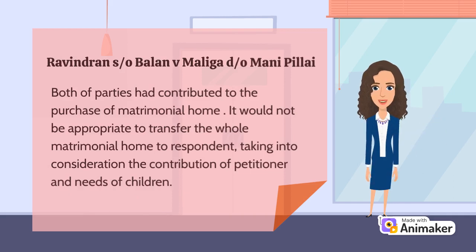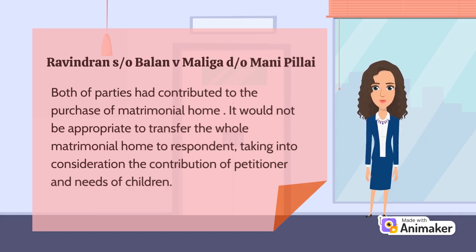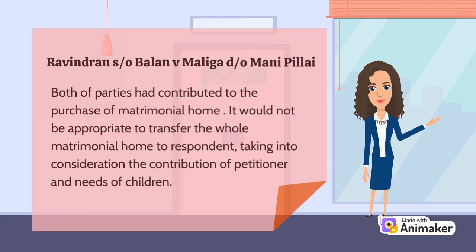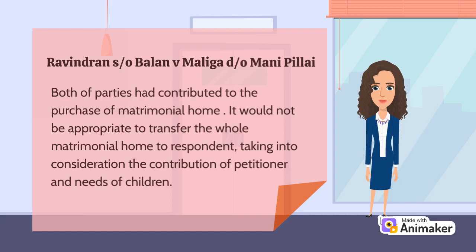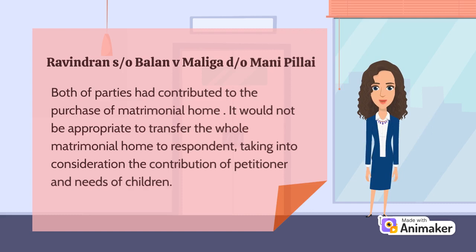Opposed to this case, there is the case of B. Ravindran Balan versus Maligamani Pillai. In this case, both of the parties had contributed to the purchase of the matrimonial home, as the respondent also contributed substantially towards the purchase of the matrimonial home and paid for the monthly installments. Taking into consideration the contribution of the petitioner and the needs of the children, it would not be appropriate to transfer the whole of the matrimonial home to the respondent. So the court held that the proper order was that the status quo remained and the matrimonial home could be sold when the children attained majority and the proceeds to be divided equally between the parties.